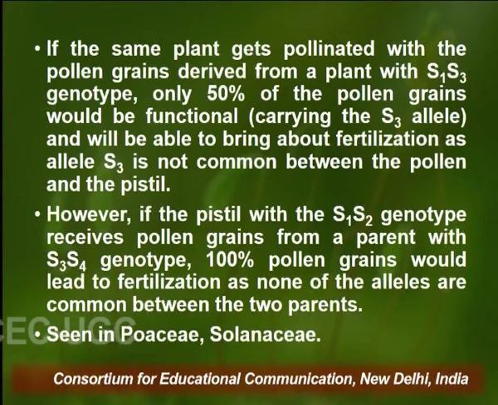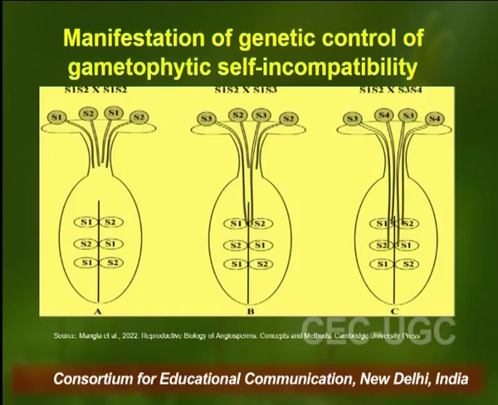compatibility is there. However, if the pistil with S1 S2 genotype receives pollen grains from a parent which has S3 S4 genotype, 100% these alleles are different. So 100% of pollen grains would lead to fertilization, as none of these alleles are common between the two parents. This is observed in Poaceae and Solanaceae. You can see there, this is a manifestation of genetic control of gametophytic self-incompatibility.